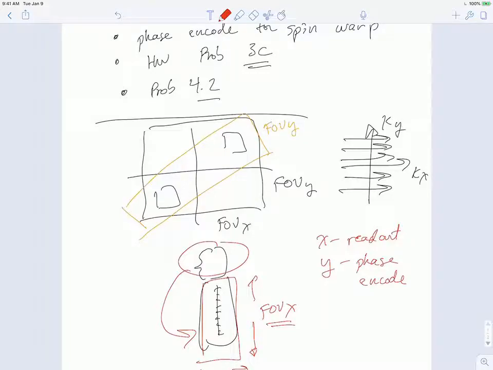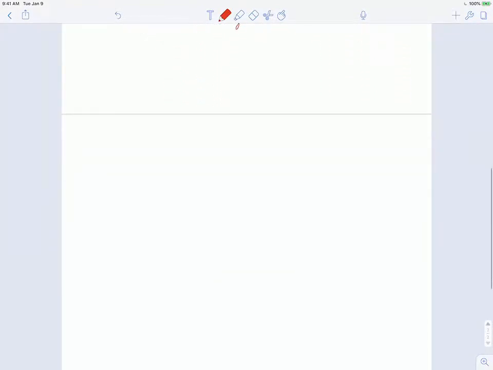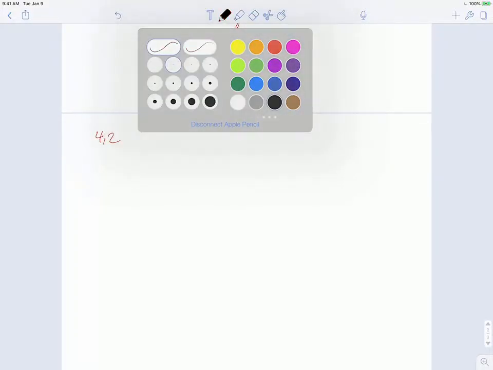Okay, are there any other questions on that problem? All right, so we've knocked off problem 3C. So let's look at problem 4.2 on the homework. Which one is that? Okay, so this is a good one because it's talking about the spin warp pulse sequence.